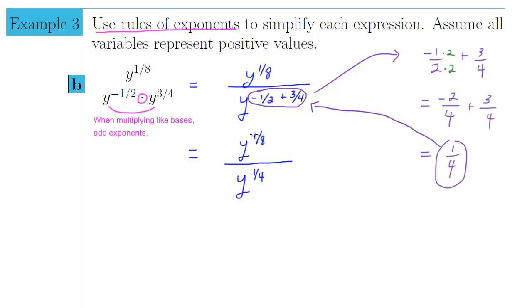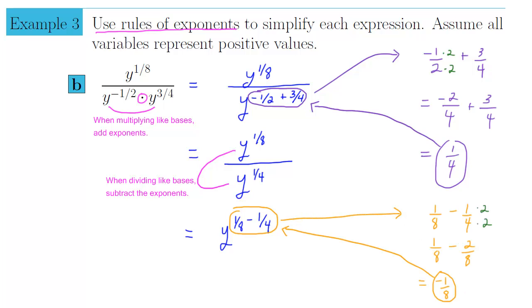Now, I have a division problem. I'm dividing like bases. The rule says when you divide like bases, you should subtract the exponents. So altogether here, I'm going to end up with y to the 1/8, right? When you apply the quotient rule, do top minus bottom, 1/8 minus 1/4. And now I have another subtraction problem to deal with here. So let me go to the side and calculate this subtraction problem. 1/8 minus 1/4, the common denominator is 8. When you finish the subtraction, you get negative 1/8, which means altogether here I have y to the negative 1/8.